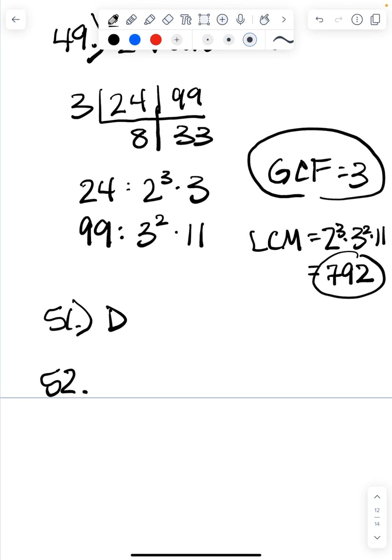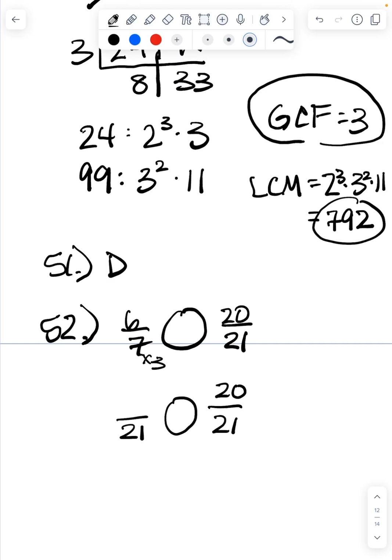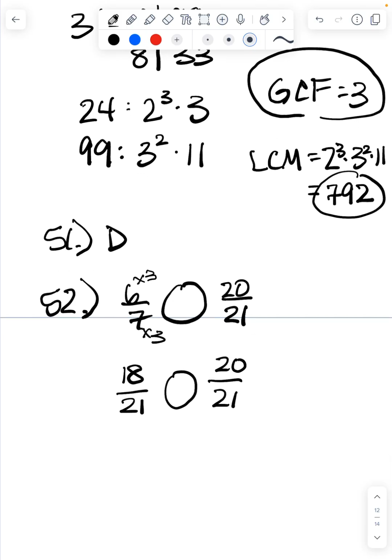And 52. Compare the fractions 6 sevenths and 20 over 21. What I want to do is make my fractions have the same denominator so that I can compare them. And I know that 7 is a factor of 21. If I just multiply that by 3, I'm going to get my denominators to match. It's just that I have to make sure I do it to the numerator as well, which gets me 18. So really now I'm comparing the 18 to the 20, and that's going to be a less than, which means my answer is C. All done.